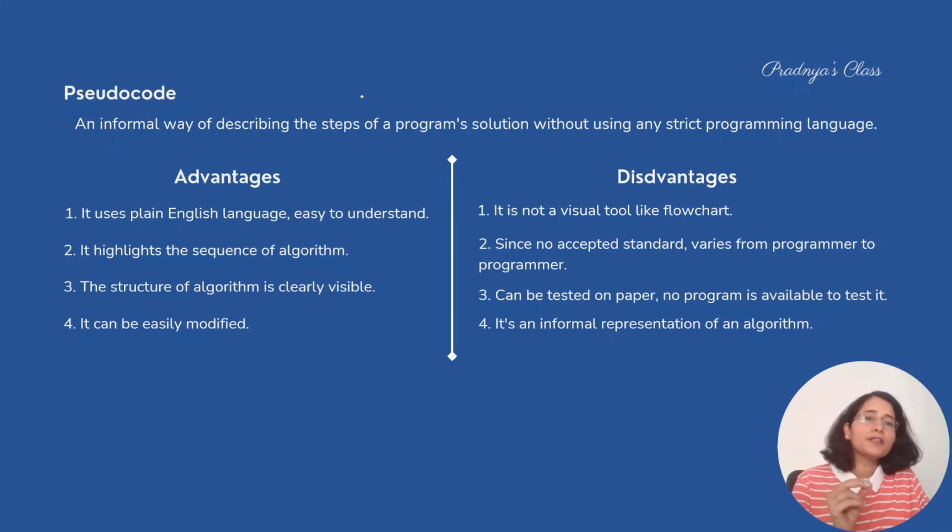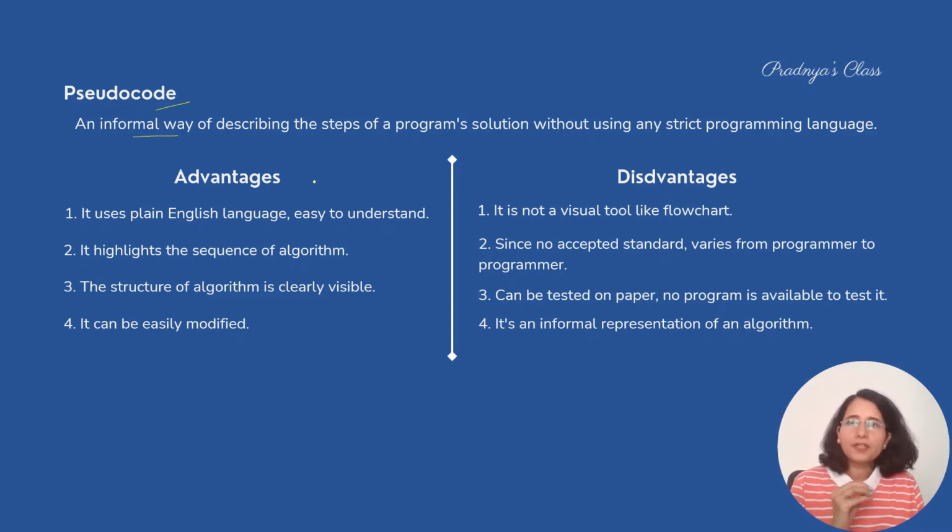Till now we studied the two tools, that is algorithm and flowchart, to find out the solution for a particular problem. There is one more way, it is called pseudocode, to write the solution for the problem. What is pseudocode? It's an informal way of describing the steps. Here also we are writing the steps like an algorithm to solve a problem, but there are no rules. We can write the way we want using pen and paper, even in our local language.